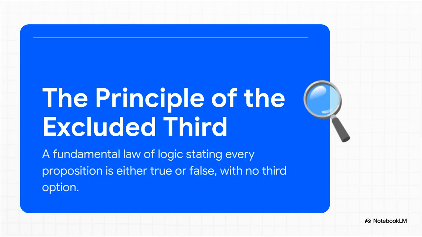This rule has a pretty formal name, the principle of the excluded third. The easiest way to think about it is like a light switch for everything. It's either on or it's off. A statement, it's got to be either true or false. A thing, it either exists or it doesn't. There's just no middle ground. No kind of exists, no sort of true. No third option allowed. And this isn't some obscure rule. It's the absolute foundation of how we build arguments, how we do science, how we make sense of the world.